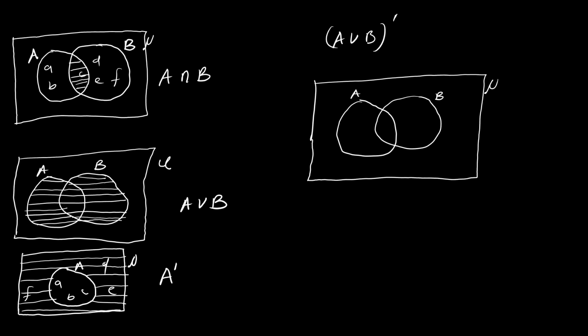This is the universal set. Since we have our A union B as the set that covers both circle A and circle B, the complement are those elements that are not inside this horizontal line. So they are the elements that fall in this range.